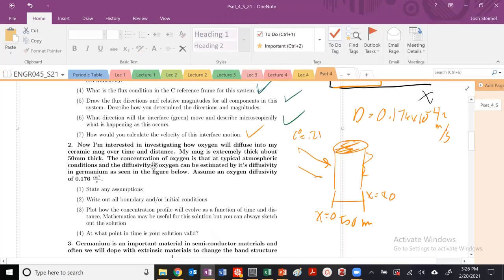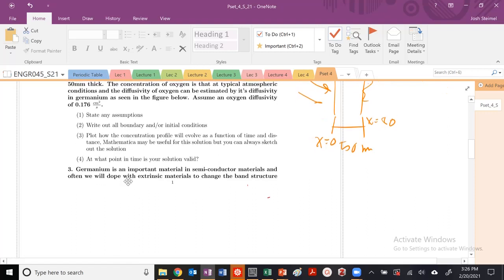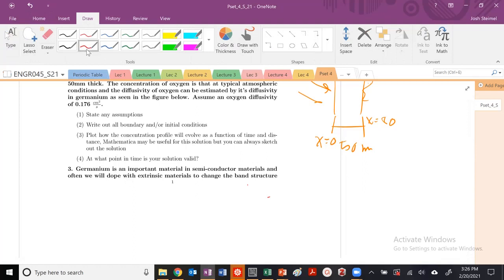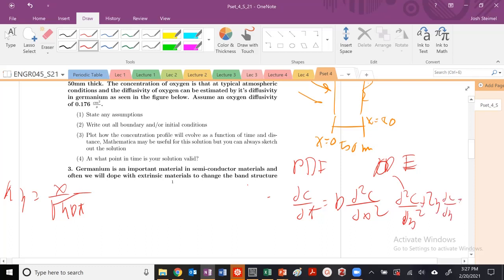So now we need to state any assumptions. We want to plot how the concentration profile is going to look as a function of time. The PDE I'm going to solve is dc/dt equals D d²c/dx². The ODE I'm going to solve uses eta equal to x over the square root of 4Dt. And my ODE is going to be d²c/dη² plus 2η dc/dη equals 0.